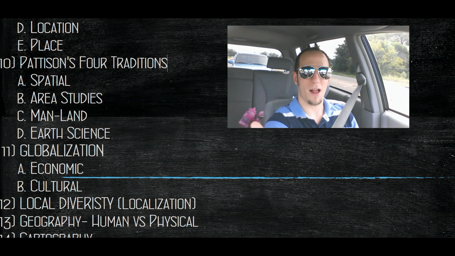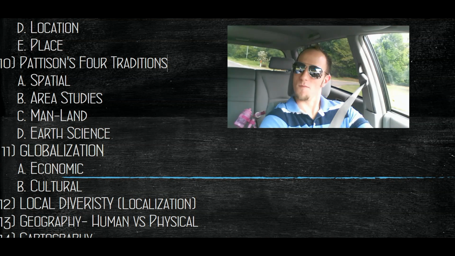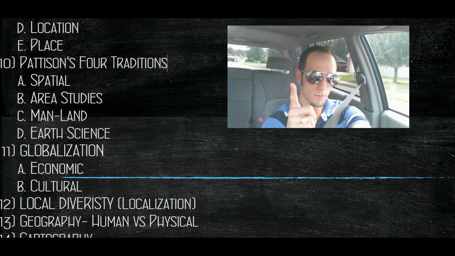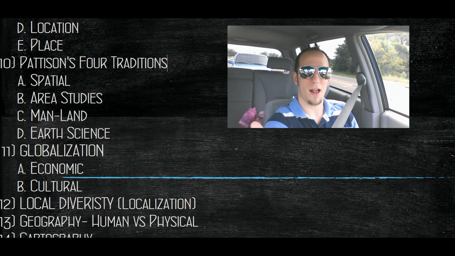The man-land tradition is very similar to your human environment interactions, how we use the land around us to help us live our lives, to help us build cities or drive cars or whatever it might be that we're doing. And then finally, your earth science tradition has to do with understanding the planet. The one part that we're going to probably spend the least amount of time on in AP Human Geography. Nonetheless, still a major part of geography and a major part of really and truly knowing your planet and how we live on it.